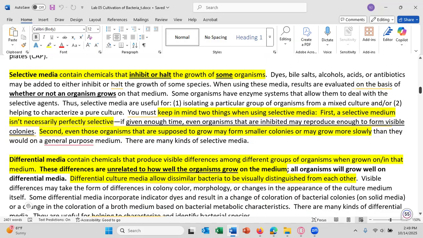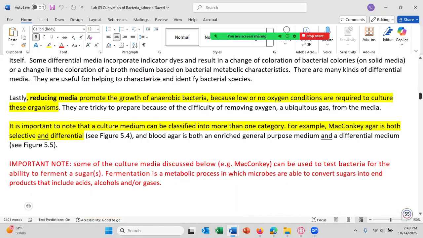Some things to keep in mind about selective media. First, selective media isn't necessarily perfectly selective, meaning given enough time, organisms which are inhibited may grow on the plate. And second, even the organisms that are supposed to grow on the plate, they grow more slowly or form smaller colonies than they would on a general purpose media plate. There are many kinds of selective media, and we'll talk about a few in this lab.